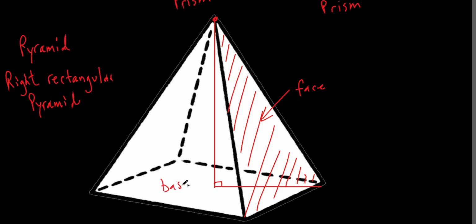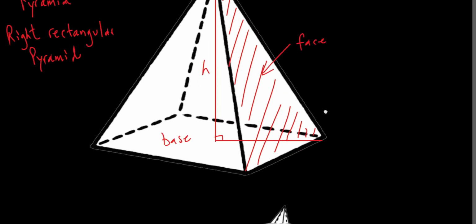We got the base. So how many faces are there? 1, 2, 3, 4. There's one base, one vertex. There's a radius. There's a height. Okay. All kinds of stuff to know about that. All right, let's see what else we got. All right, that kind of looks like it. Let's go a little smaller.